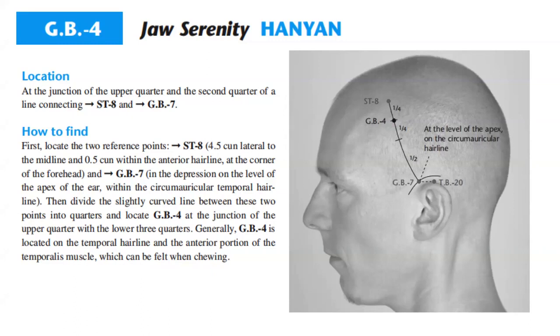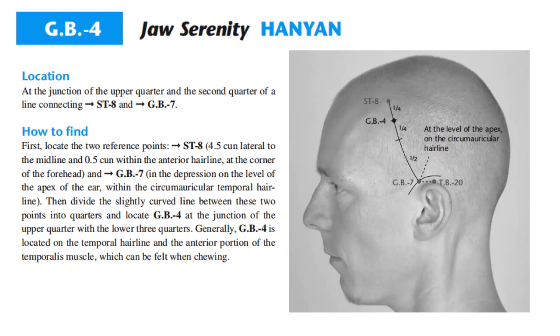First, locate the two reference points. Stomach 8, which is located 4.5 Tsun lateral to the midline, and 0.5 Tsun within the anterior hairline at the corner of the forehead, and GB7 in the depression on the level of the apex of the ear within the circumauricular temporal hairline. Then divide the slightly curved line between these 2 points into quarters and locate GB4 at the junction of the upper quarter with the lower 3 quarters.